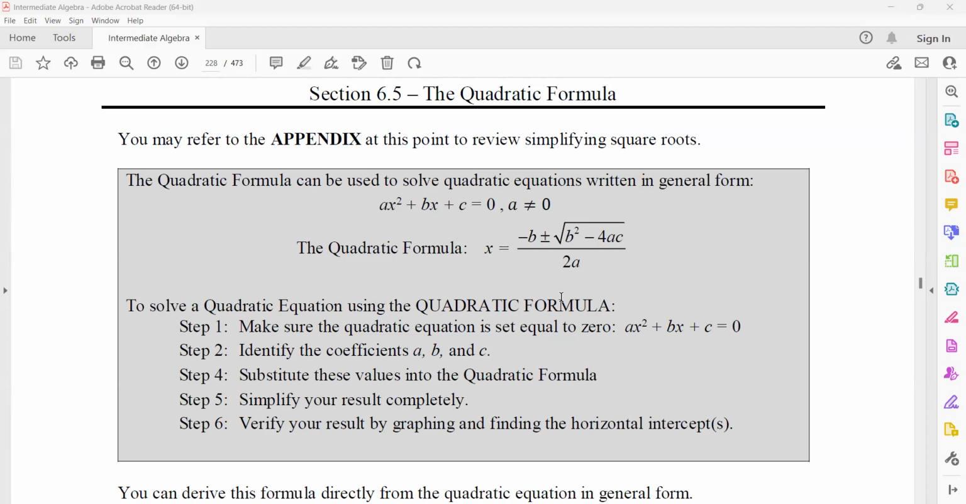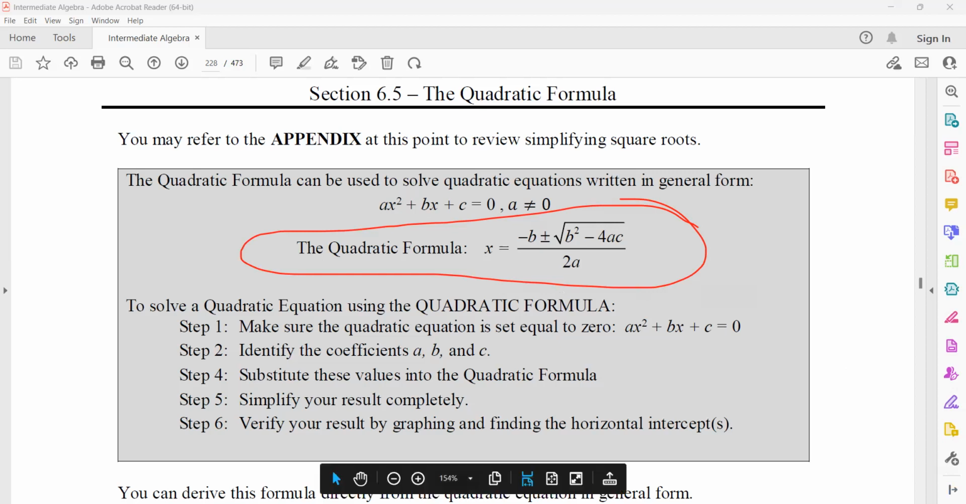Remember that with the quadratic formula, you can use it to solve any quadratic equation. Now, the formula is over here. Remember that to use this formula, you have to know your A, you have to know your B, you have to know your C. And then you have to make sure that you remember the formula as well.